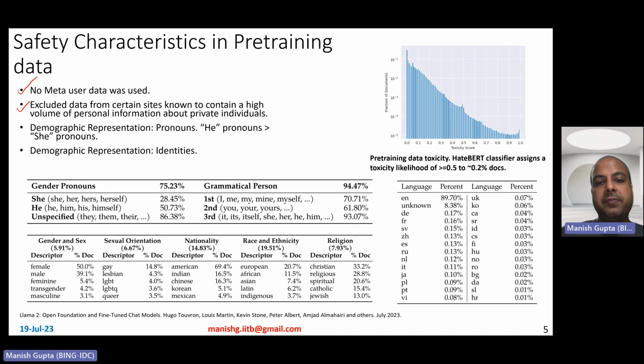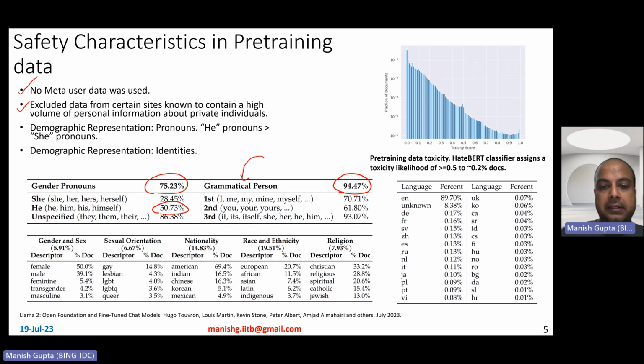If you look at the bias perspective in the pre-training data, well, there is bias. So if you look at demographic bias with respect to pronouns, you observe that 75% of the data contain gender pronouns and 95% of the data actually contains some pronoun, right? So among the gender pronouns, about 50%, or 51%, of the data actually contains masculine pronouns, basically meaning that the model is more probable to generate masculine kind of outputs rather than feminine ones.